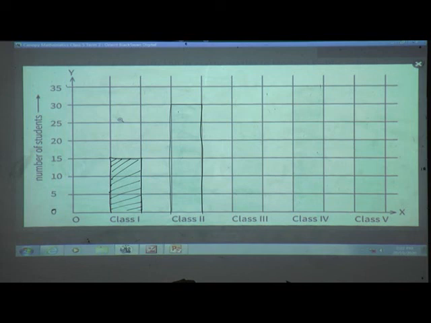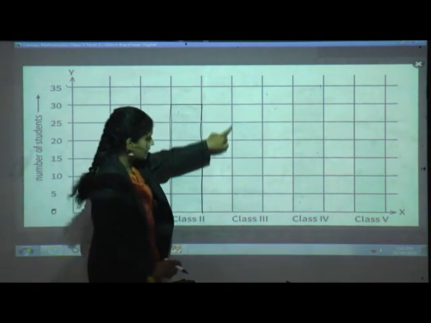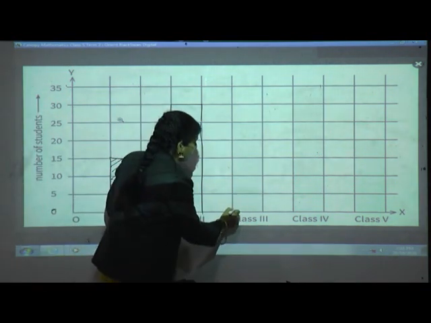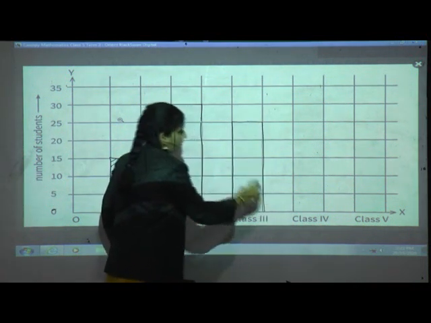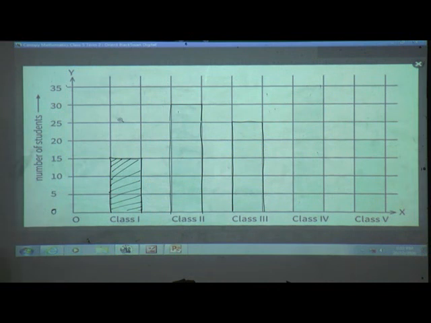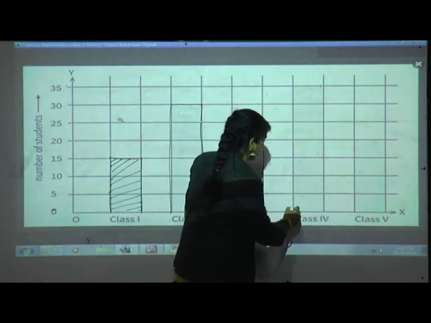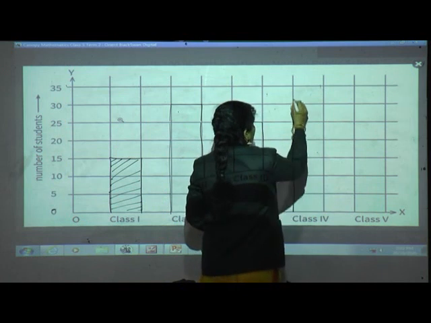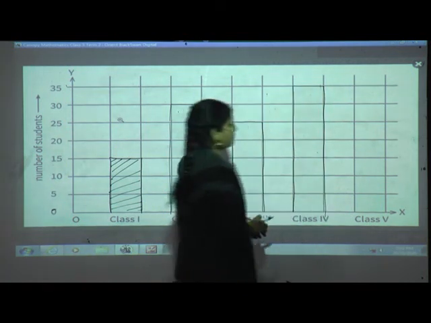Class 3, 25 students got 100 marks. So see 25 here, and where is class 3? Here. So draw the bar on the graph paper. Okay, now class 4. In class 4, 35 students got 100 marks. So here is 35 and here is class 4. So with the help of scale, you just draw the bar graph.